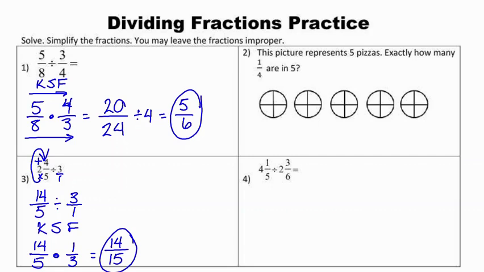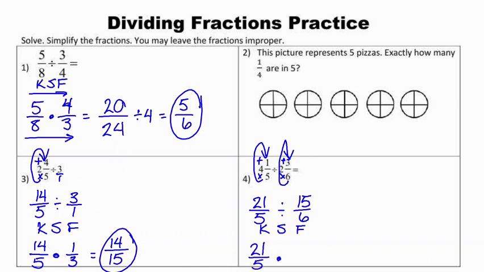So double magic C for this one. Keep a division before you do anything else. So it's 21 over 5 divided by 15 over 6. Now do keep, switch, flip for that division. So it's 21 over 5 multiplied by 6 over 15. If you like to do that cross simplification, here's that spot. If not, just multiply. Make sure you are careful.